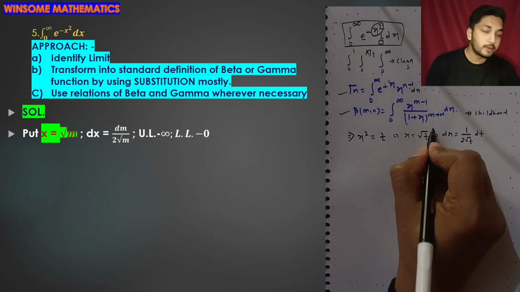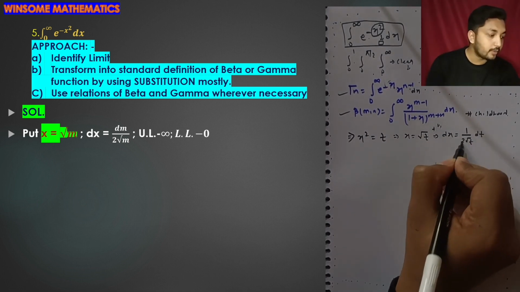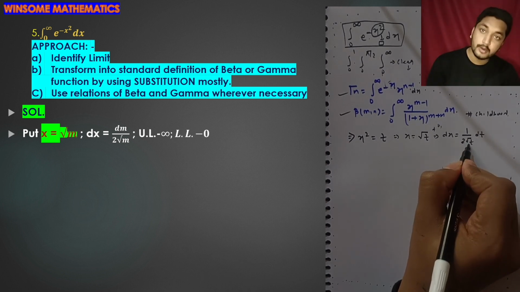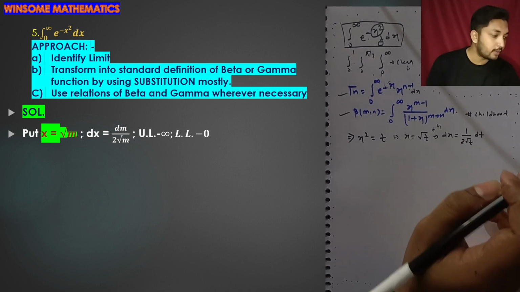Simple is the differentiation. t to the power what? 1 by 2. So 1 by 2, t to the power 1 by 2 minus 1. So minus 1 by 2. So that's why it is under root, in the denominator. Clear?